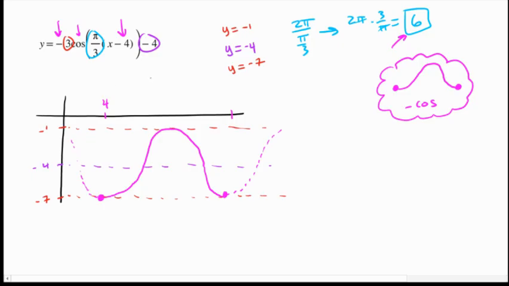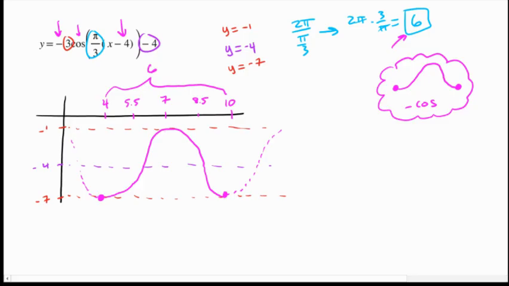So I know that my period is 6, meaning 4 plus 6, that means that this last value has to be 10. And then halfway between those two is just 3 units apart, which is 7. Halfway between that is 1.5 units apart, so 5.5 and 8.5.